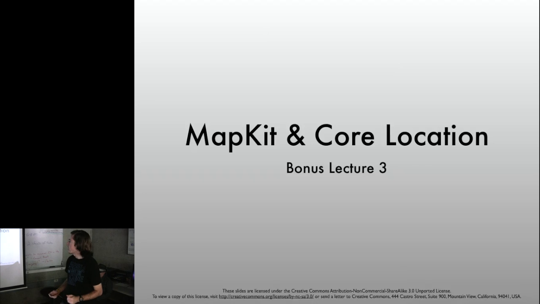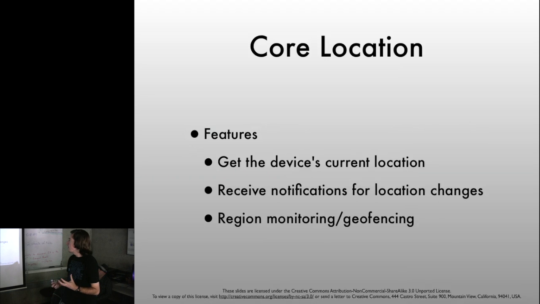Okay, so today we're going to talk about MapKit and Core Location, which kind of go hand in hand. MapKit is a framework that lets you draw maps in your applications. Core Location is a framework that allows you to access location-related data. As a start, we'll talk about Core Location, just some high-level features that it has.